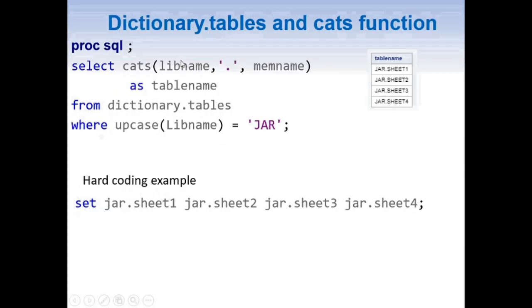The first one is, for the same query I showed you previously, I need to concatenate libname with the memname and a dot in it. I can simply use the cats function to do this and I will get a result like this. If you see this result closely, it looks like a data set name. So jar.sheet1, jar.sheet2, jar.sheet3 and jar.sheet4 are very similar to what we give as the name for a data set.